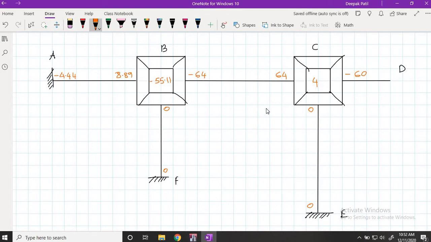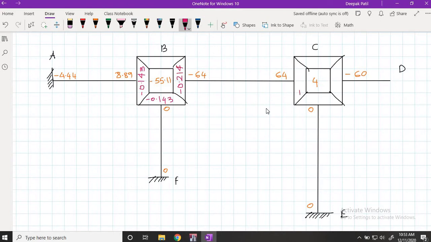Okay, now let me just write the corresponding rotation factors in the space provided. The rotation factor of BA we have already calculated. It comes minus 0.143. This is also minus 0.143, that is that of BF, and this is minus 0.214.